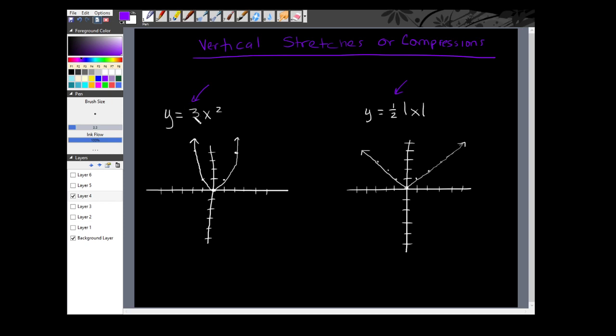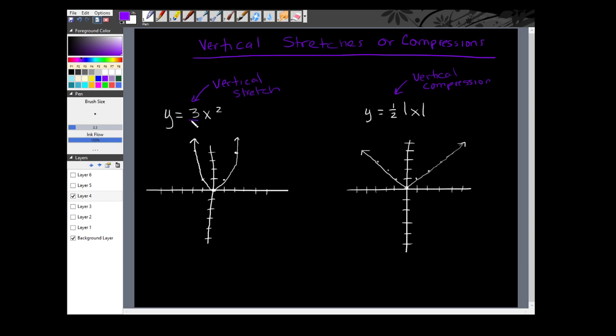So here, this 3 is bigger than 1. So this means that we are going to have a vertical stretch. On this one on the right, because it's a fraction, like 1/2, that's going to be a vertical compression. So the way that we do this is we take these values and we multiply them by the values of our anchor point. So we're looking at the y value of the anchor point here because it's vertical.